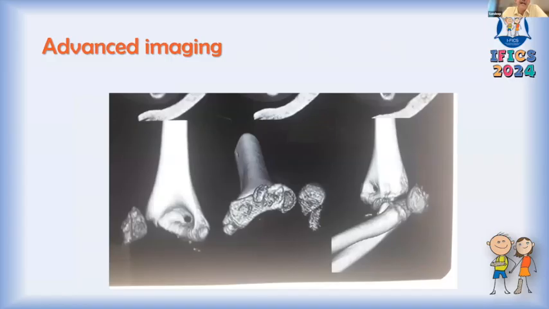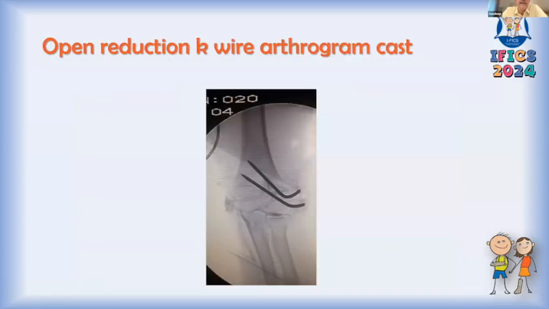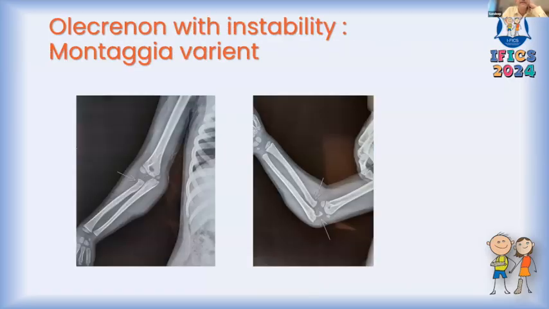And this again needs to be fixed accurately with either an open or a closed maneuver. But it's important that we do a stabilization with bicortical pins. Sometimes a screw may be used, but an arthrogram will tell you much better about the articular congruity when you do this reduction.